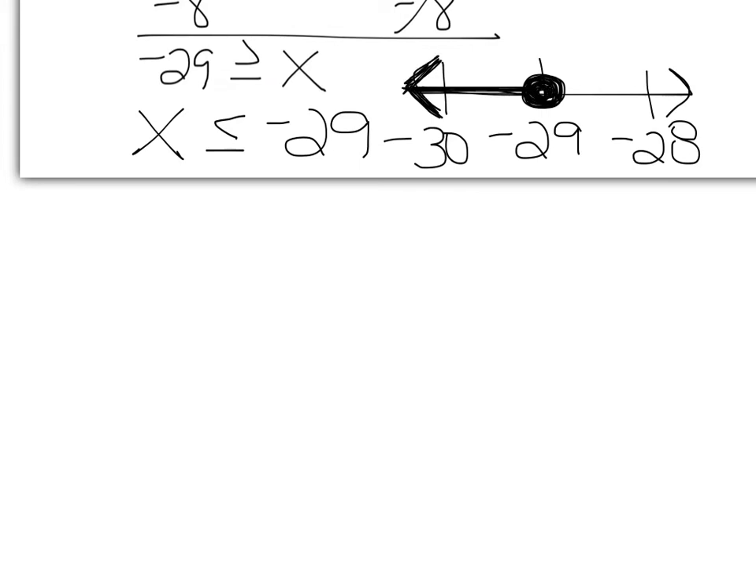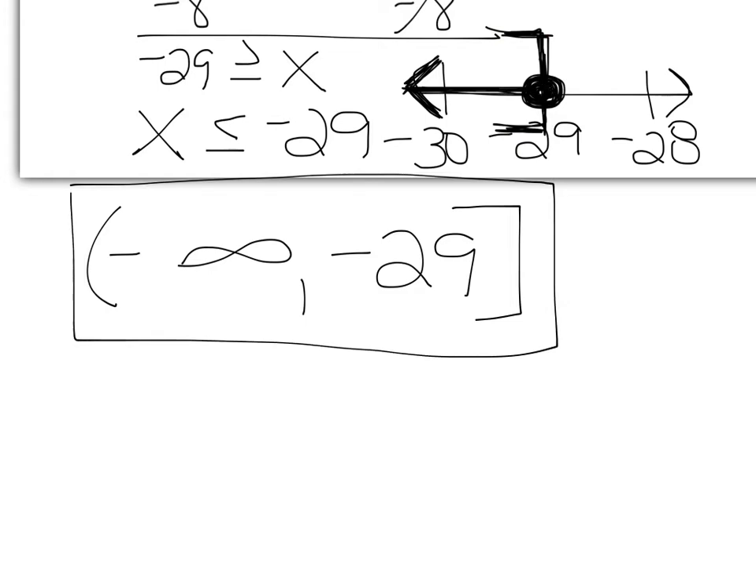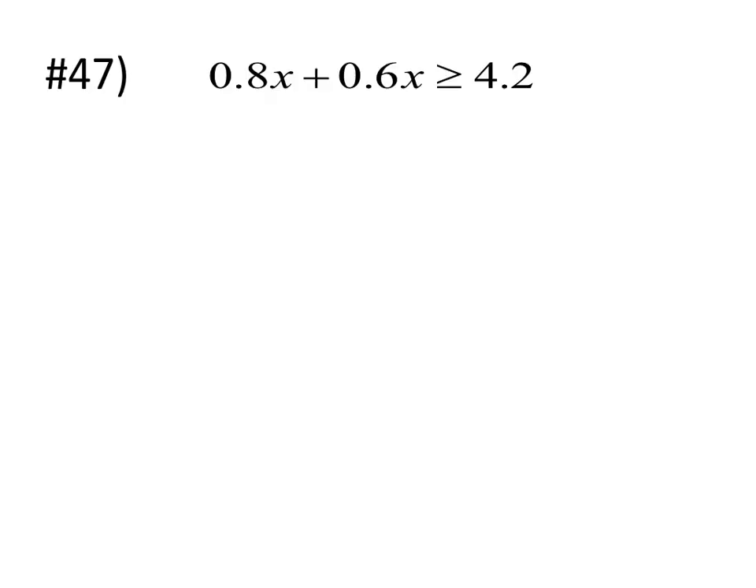Okay? It's a bracket now instead of that closed circle. We graduated from the closed circle to the brackets. Okay? My arrow is going all the way to the left. That means negative infinity, right? Negative infinity always gets a what? A parenthesis. It's going all the way to negative 29. There's a bracket on my graph, so my interval notation gets a bracket. So it is negative infinity to negative 29.